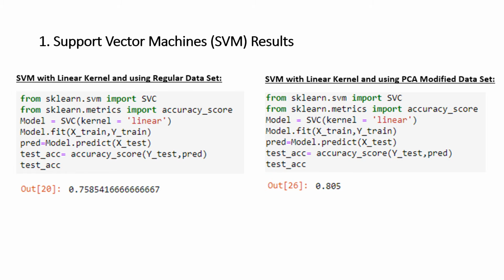We initially use SVM with a linear kernel and the regular dataset to do image classification. We found the accuracy of that particular model to be 0.7585. We then use SVM with a linear kernel and a PCA modified dataset to test the new accuracy and compare the results. And we increased the accuracy by 0.046 and got an accuracy of 0.805. The PCA modified dataset helped us increase the accuracy of the SVM model, and we decided to use the PCA modified dataset for the rest of the SVM analysis.